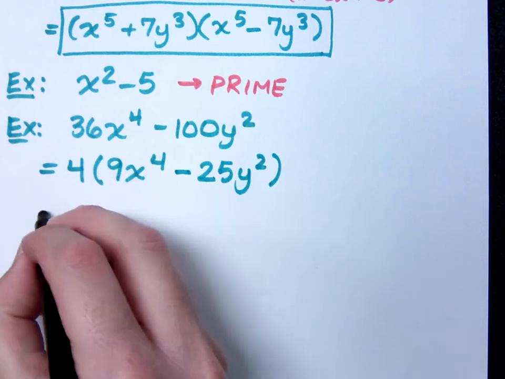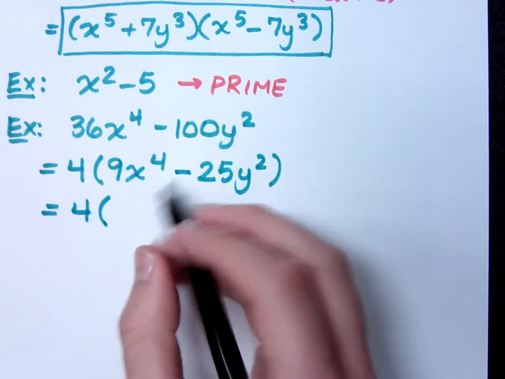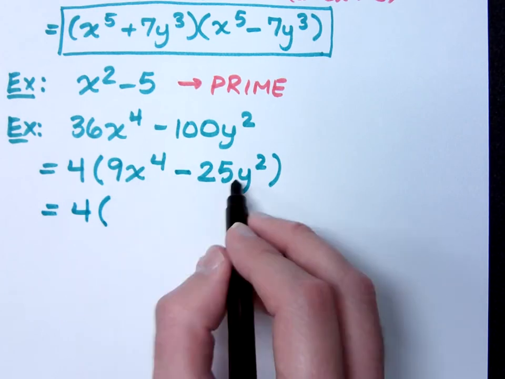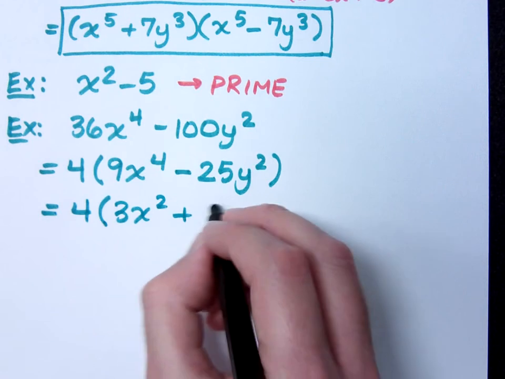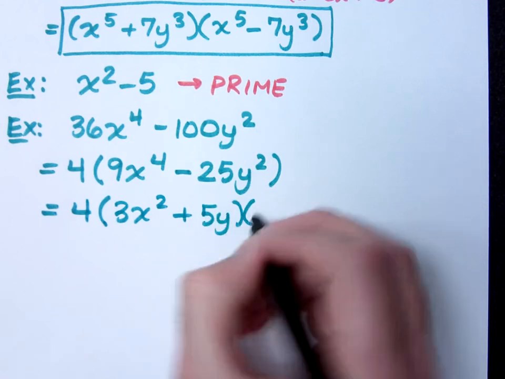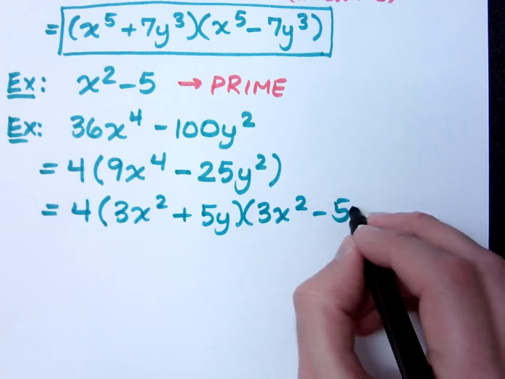Now, I took out that 4, but there's still more work to be done, right? How do I finish factoring this guy? 3x, because this is the difference, and these guys are squares. So what do you get? 3x squared plus 5y, and then what? 3x squared minus 5y.